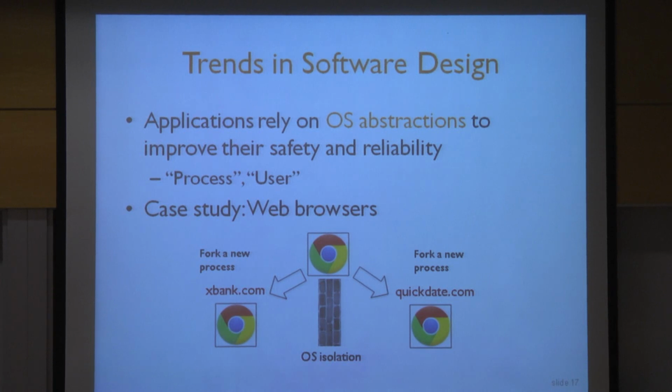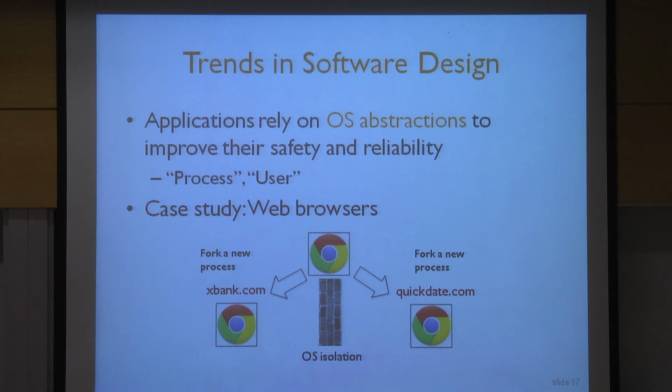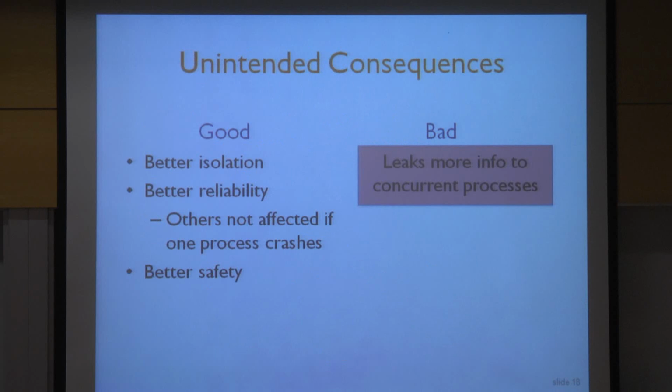Okay, so what does that have to do with the price of tea in China? You'll see in a moment. But the interesting point here is that this separation between different parts of functionality in browsers, and actually in many other programs, is pushed into the operating system. So different parts of functionality run as different processes inside the operating system. So this has lots of good consequences. It provides better isolation, better reliability, better security, better safety.